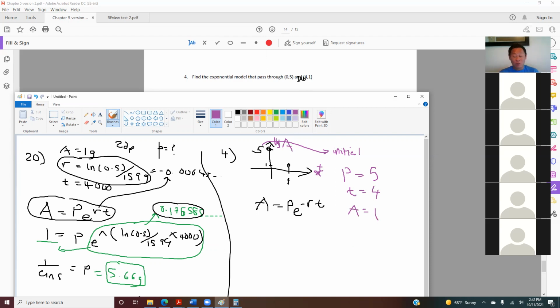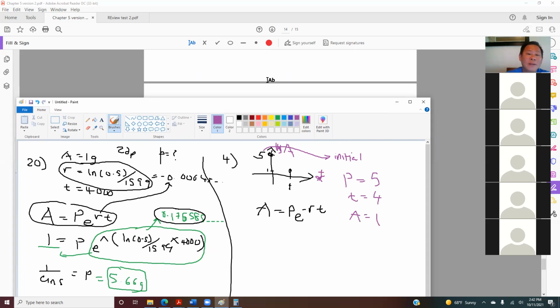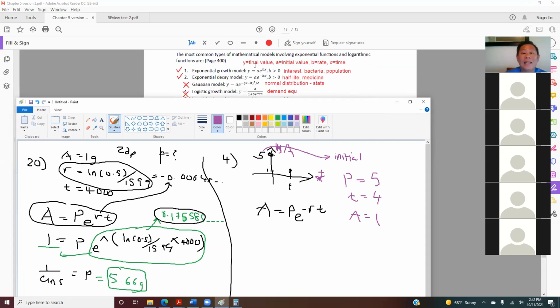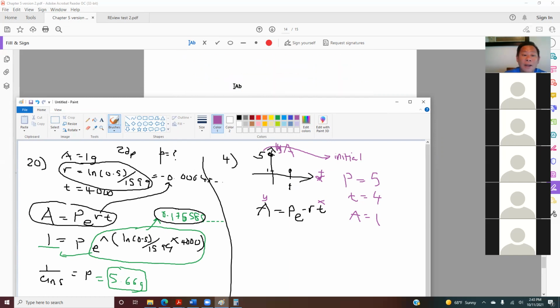So this point used to be XY. If you use the equation that we have on top, then yes, you can use your XY point. But if you want to use PERT, then make sure that A is your Y and your T is your X. Okay. So now what we need to do is plug all this P, T and A into this equation and find R. So go ahead and do this in your calculator.